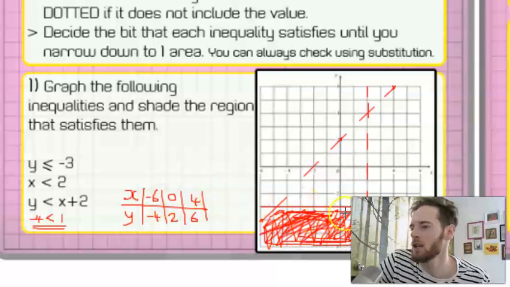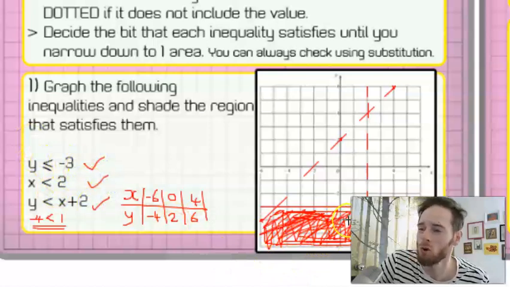All right, let's check that -1, -4 business in the other inequality. So x is -1. -1 is less than 2. That is correct as well. And then -4 is less than or the same as -3. Well, -4 is less than -3 because the y value is -4. So it worked in all three, and we know for sure that we've shaded in the right bit of that graph. Okay, that is the region that satisfies all three inequalities.